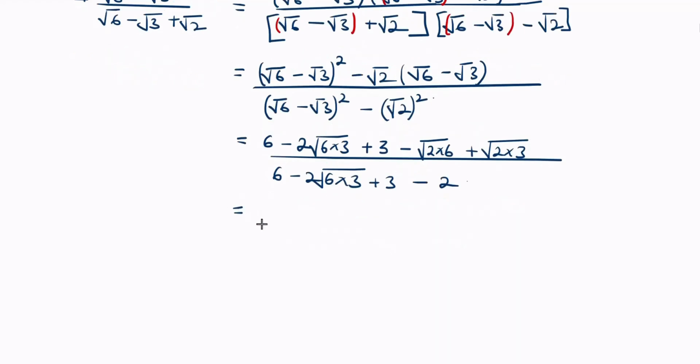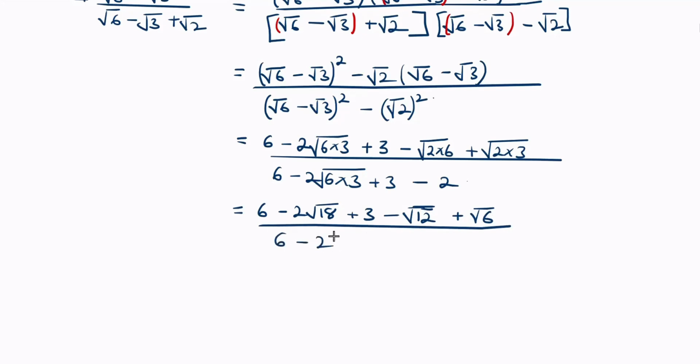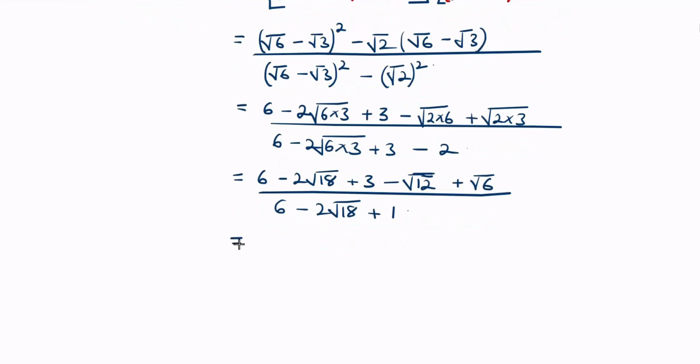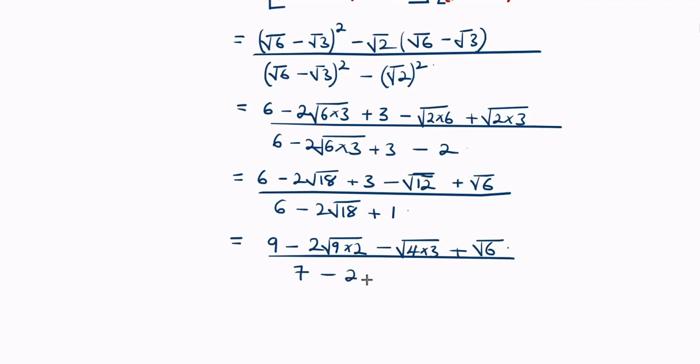So we continue with our simplification. In here we have 6 minus 2 root 18 plus 3, minus the square root of 12 plus the square root of 6, divided by 6 minus 2 root 18 plus 1. This is the same as 6 plus 3 is 9, minus 2. Root 18 is the same as root 9 multiplied by 2, minus root 12 is the same as root 4 multiplied by 3, plus root 6 which remains, divided by 6 plus 1 is 7, minus 2 multiplied by the square root of 9 multiplied by 2.